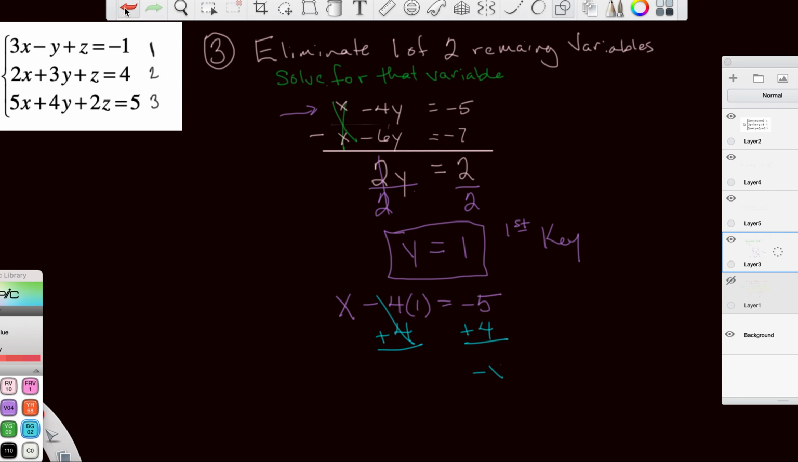Oh my God. It's a horrible 1. Who did that? Negative 1. Alright, so x equals negative 1. There is our second key. So key 1 gets me to the next variable, which is the second key, which will lead us to be able to find our third variable. Once I have an x and a y, I can find out what z is just by plugging it into one of these upper equations.